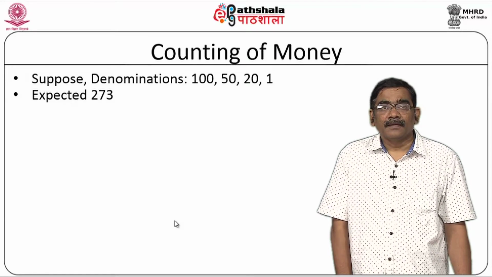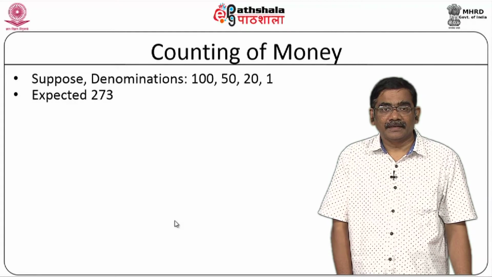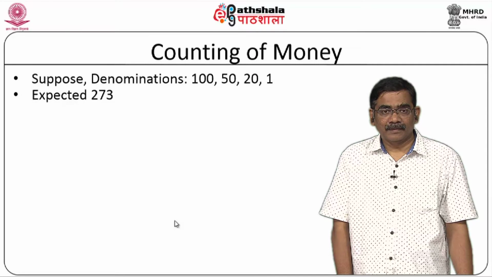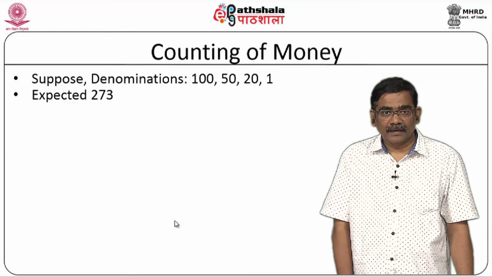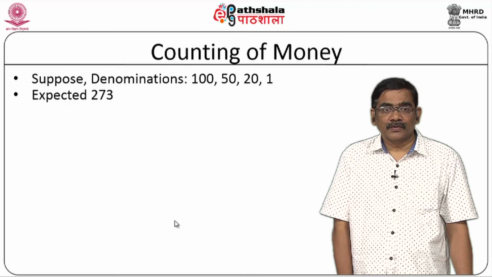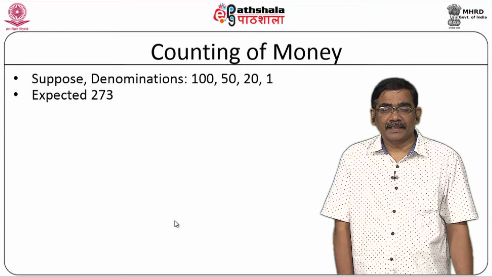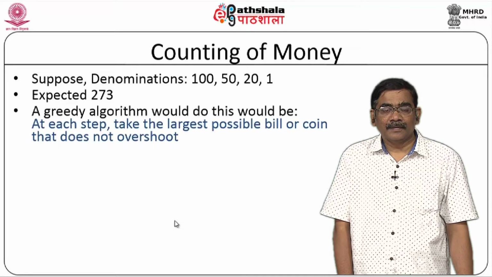So, a friend is expecting 273. So, that means I have to satisfy that. So, one of the ways of solving this problem is I can give 273 one denomination coins, which is clearly suboptimal. So, what is the greedy approach? Greedy approach looks for the largest denomination. The largest denomination is 100. So, therefore, the best way is I can give 100.